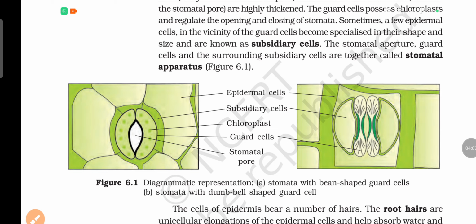Okay, epidermal cells, subsidiary cells, chloroplast, guard cells, stomatal pore.